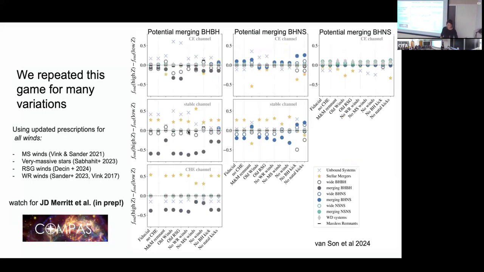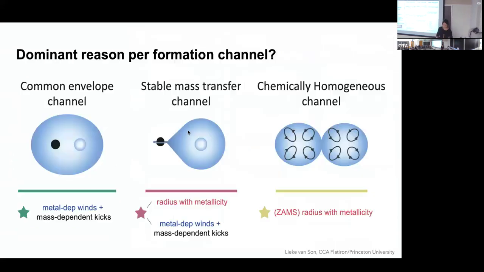We repeated this for more points. Every point is kind of a simulation, and I'm just going to skip to the conclusions. Basically, per formation channel: for the homogeneous evolution channel, the radius with metallicity is a really important point. For the stable mass transfer channel, it's a mixture of the radius and the winds. And for the common envelope, it's really mostly the winds plus kicks.